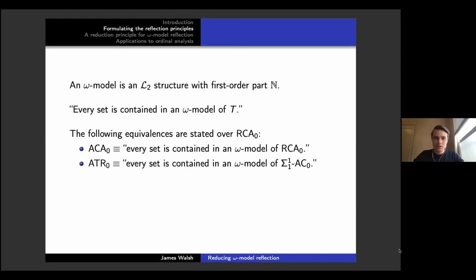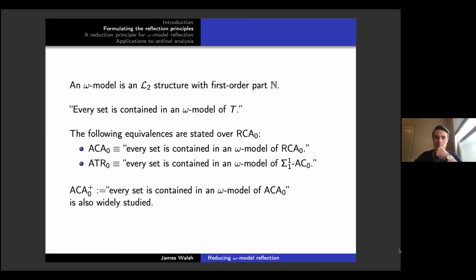ATR_0 is equivalent to the claim that every set is contained in an omega model of Σ^1_1 choice. The theory ACA_0^+, which says that every set is contained in an omega model of ACA_0, is also widely studied. It shows up in the reverse mathematics of Hinman's theorem. I guess it's currently the weakest known system that proves Hinman's theorem, I believe.